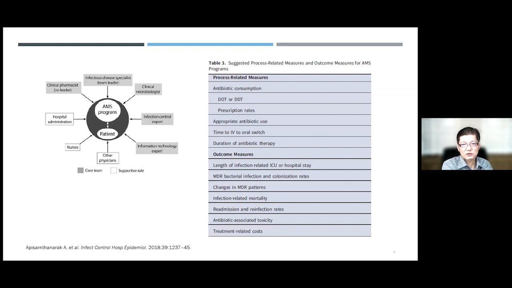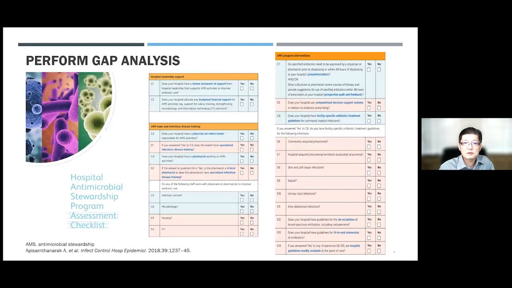After having the well-established team, the next part is to think about having the outcome and process related measurements. An example of the process related measure may include the antibiotic consumption like the DDD or DOT that I will share with you in the next slide, and also the appropriateness of therapy. Examples of the outcome measure may include the infection related mortality, the antibiotic toxicity, the cost, the incidence of MDR bacterial infection and colonization rate.